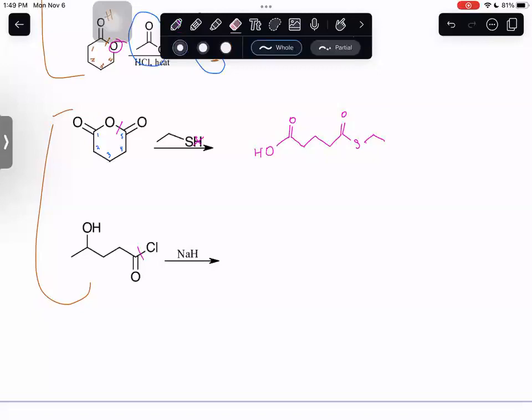For this one, try to show me the mechanism. It's the one that we worked on today.